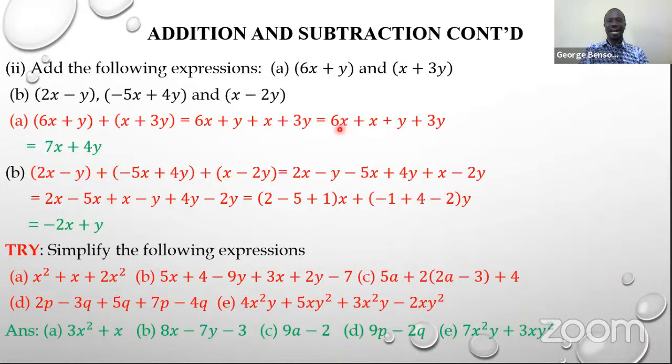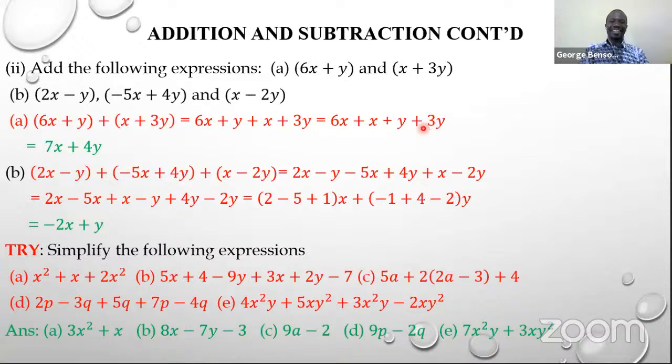Then what do I do? I now focus on grouping my like terms. Is that okay? So let's focus here. What are the like terms here? 6x and x. Thank you. And the second like terms? y and 3y. Good. So you can see that we have grouped them: 6x plus x, and y plus 3y.